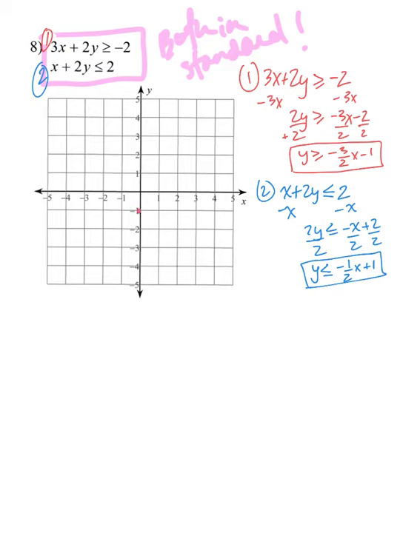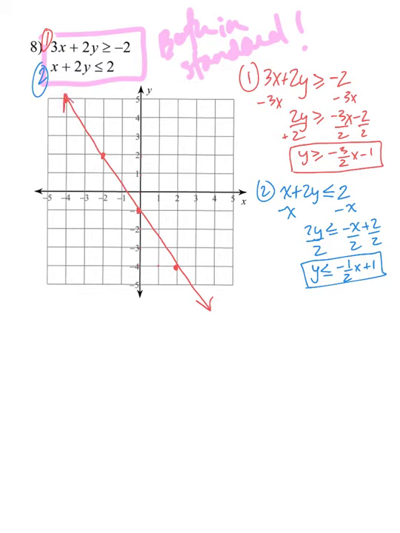So I start at negative 1, and I go down 3, 1, 2, 3, forward 2, 1, 2, big dot. Same thing, I can go up and back. So up 3, 1, 2, 3, back 2. Okay, this is a solid line. It is, in fact, solid. So I'm going to do my best. Okay. Blue, let's go.